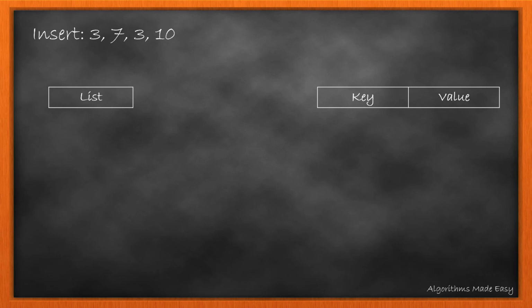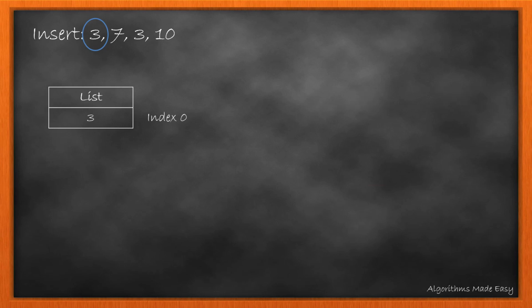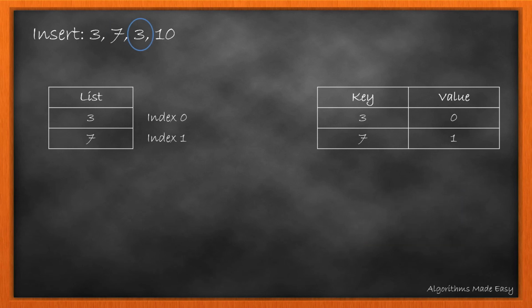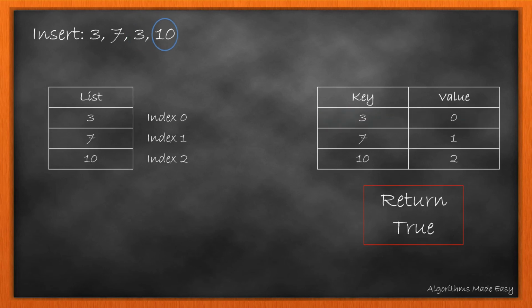Suppose we need to insert 4 elements and we have a list and map. Starting from 3, we will insert it into the list and then put it in the map with value as 0 and return true. Moving to the second element, as the element does not exist in the map, we insert it into the map and list and return true. Now element 3 already exists in the map, so we return false. Now as 10 is not in the map, we add it and return true.